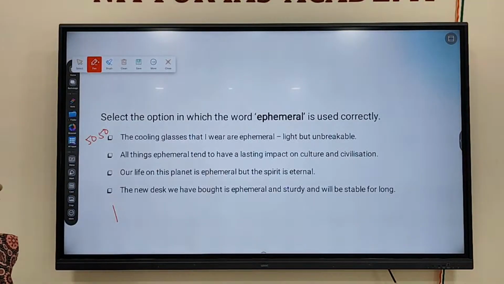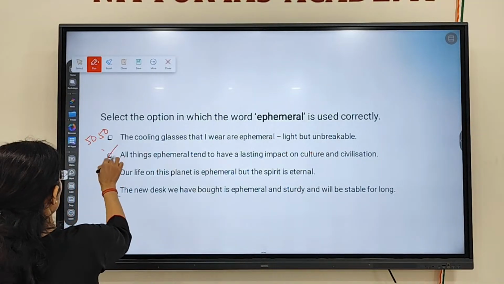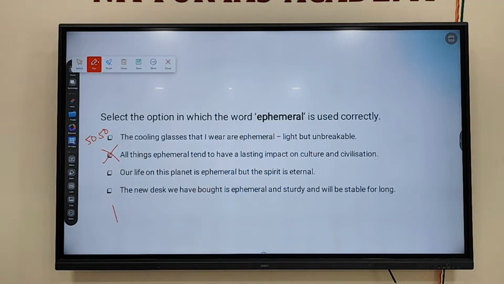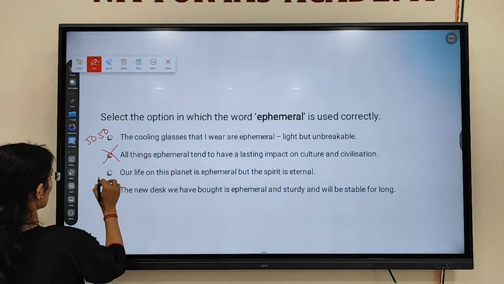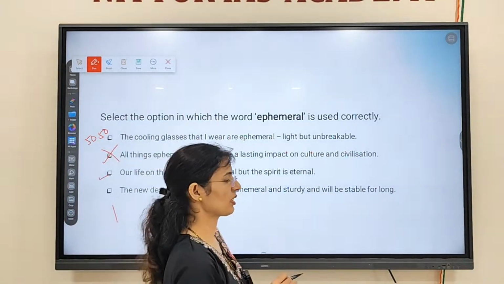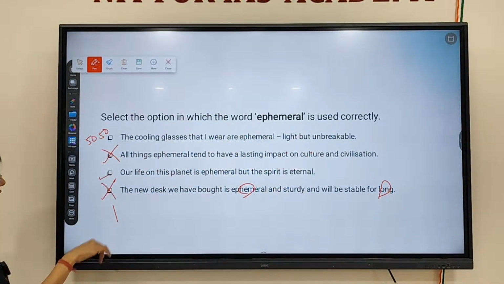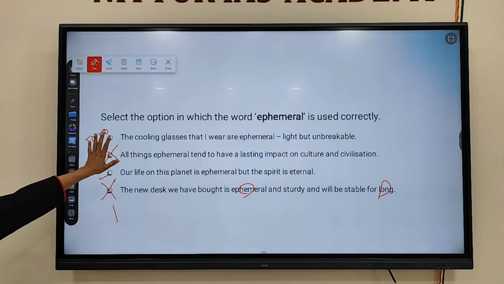All things ephemeral tend to have a lasting impact on our culture and civilization. No. It is contradictory. Our life on this planet is ephemeral, but spirit is eternal. Option C sounds very nice, no? Life is temporary, but spirit is eternal. Sounds very good. The new dust that we have brought is ephemeral and sturdy and will be stable for long. Ephemeral is short, so how will this be there for long? Contradictory. So the cooling glass, we give up on this. I think we should give up.